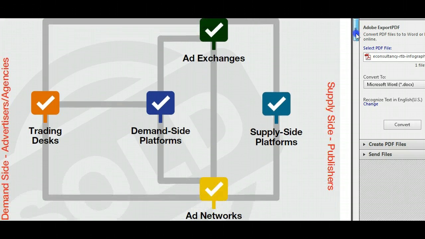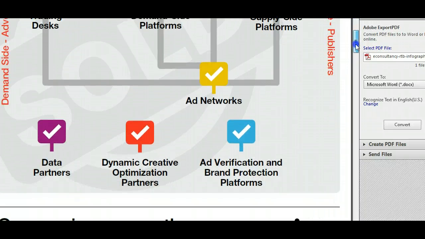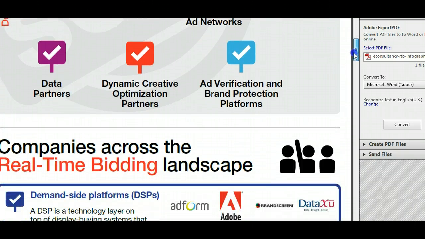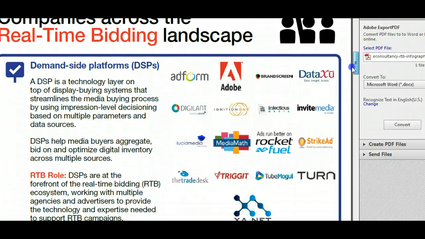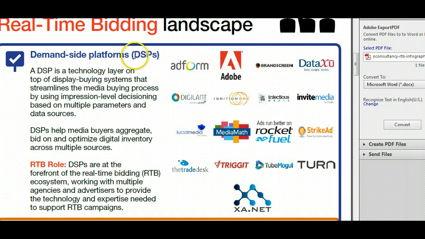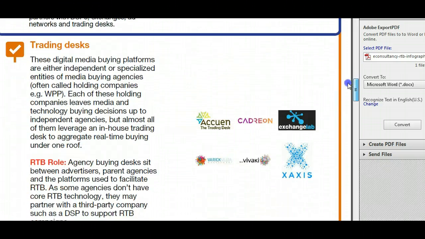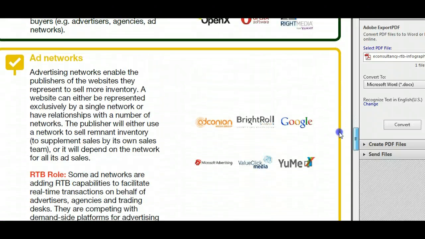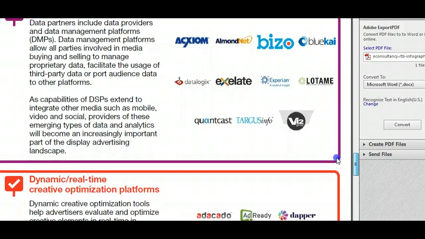Okay, does that help? Doesn't help me, but anyway, that's sort of accurate. Okay, whatever a dynamic creative optimization partner is, don't worry about it. Ad verification, brand protection platforms, and at an advanced level, it's interesting. Okay, you're going to hear a lot of acronyms. This by far is the most important acronym: demand side platform. We're going to talk about that in a minute. Okay, but there's a lot of other acronyms. SSP, okay, ad exchanges, ad networks, data partners, whatever.